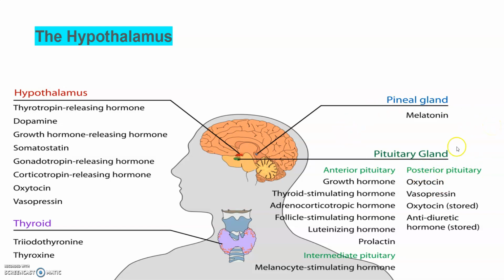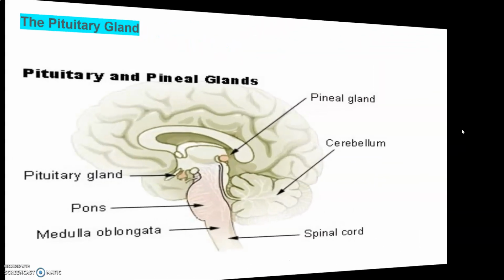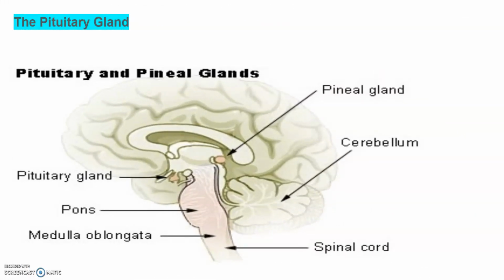So let's talk about the pituitary gland now. The pituitary gland is located in a bony cavity called the sella turcica and is attached to the hypothalamus. You can see the position of the pituitary gland here.